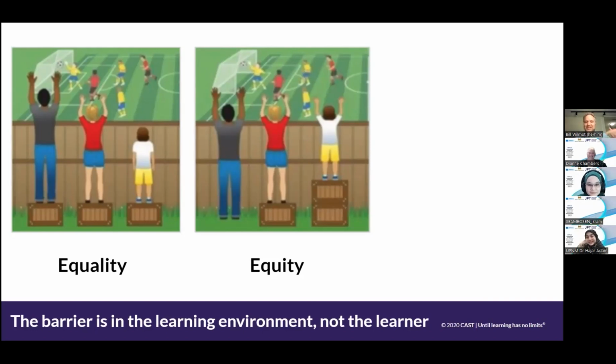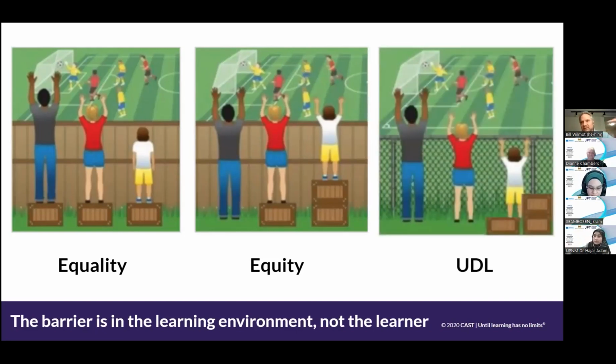UDL challenges us to think about the barrier in the learning environment, not the learner. So how do we redesign the learning environment to eliminate that barrier? Now everyone can see that football game, and we've taken away the fence that you can't see through. Everyone can see through the fence, see the football game. And they have those boxes there if they need them, right? If they choose that that is a useful way for them to experience the game, maybe they'll sit down on a box, right? Maybe they'll stand on two boxes. Maybe they'll build a ladder for themselves so they can get up to that level of two boxes.